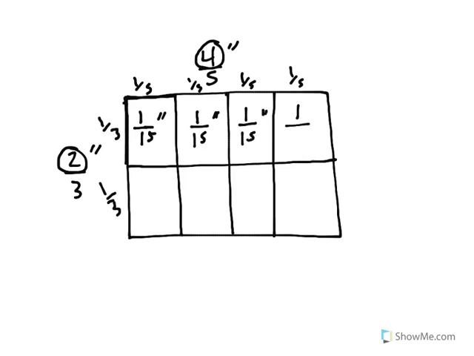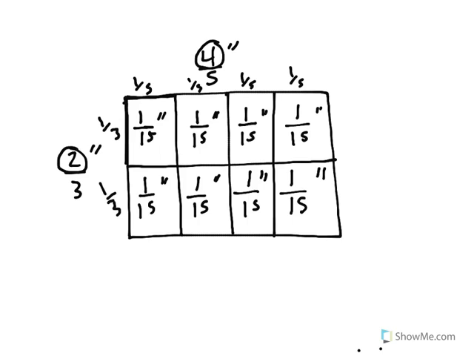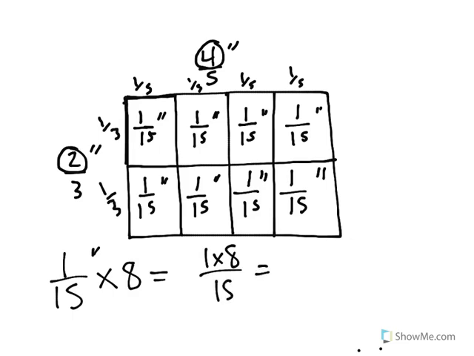And then what we can do is say, well, if each of these has 1/15 of an inch, I could just add all of those together to find the total area of this rectangle. Oops, that should be an inch sign. So, two ways to do this. We could add 1/15 8 times, or we could say, well, there are 8 rectangles shown. 1/15 inches times 8 is equal to 1 times 8 over 15 for a total of 8/15.